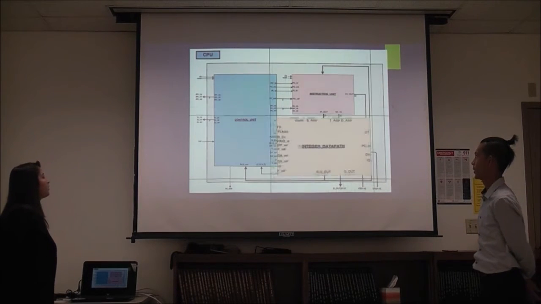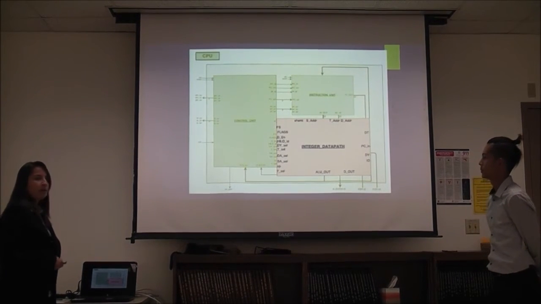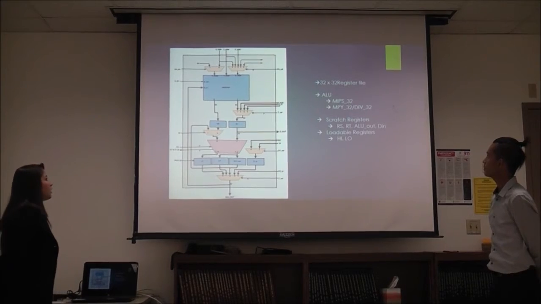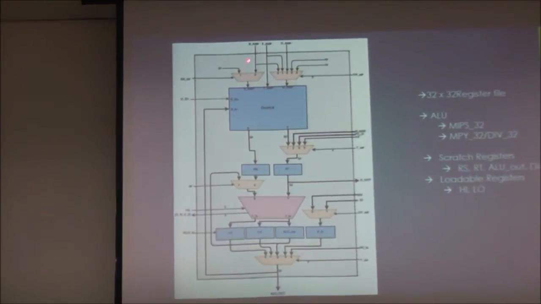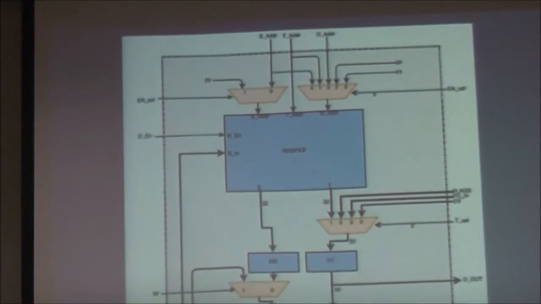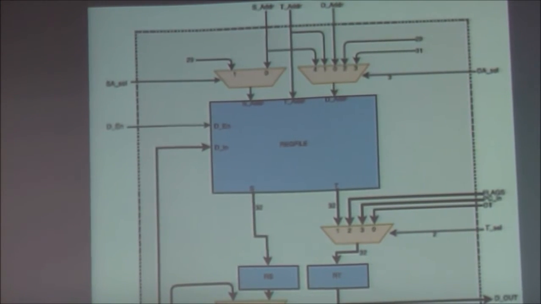So we're going to start off with the IDP. We have a 32 by 32 register file. There were some modifications that we did up here. We're going to get into them a little bit later on when we talk about our enhancements.